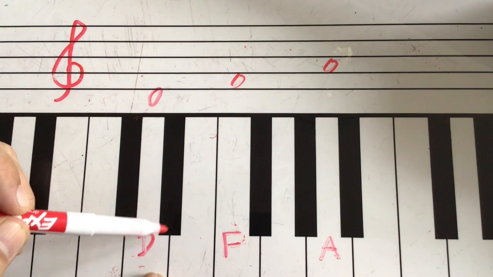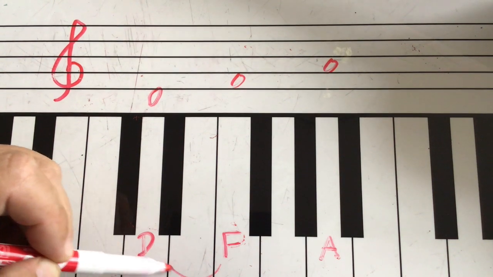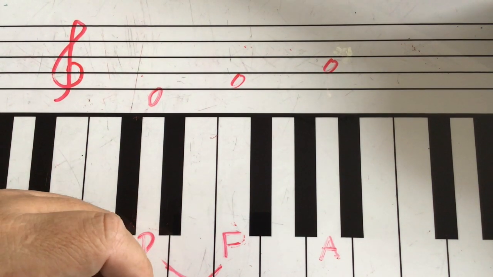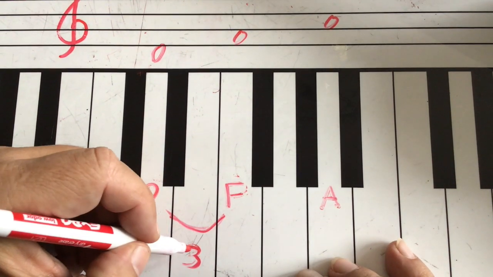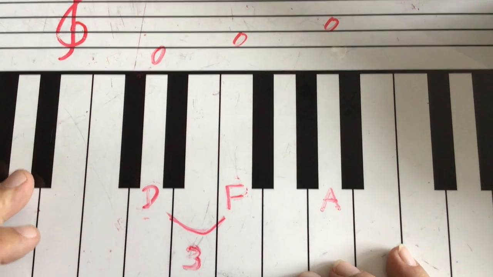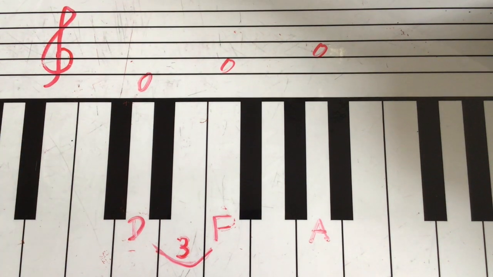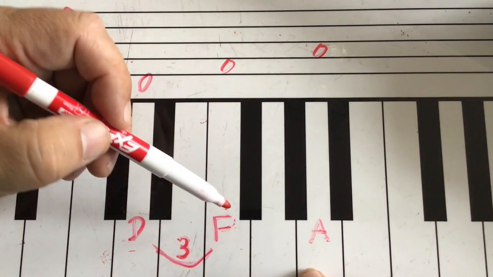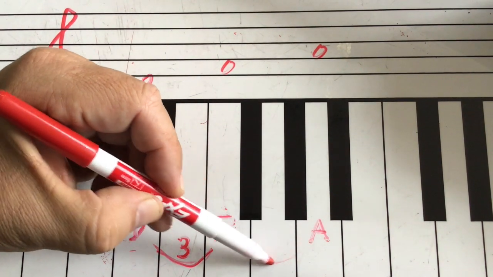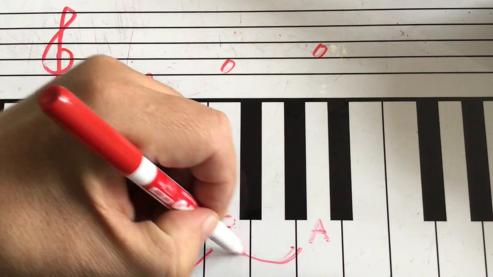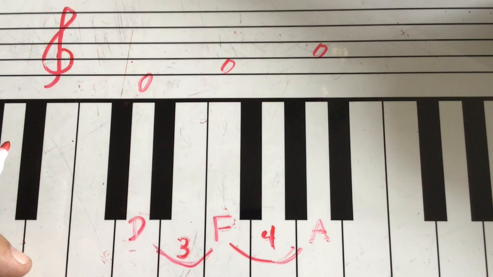So we start here and we go 1 key, 2 keys, 3 keys to arrive here. So from D to F is 3 half steps or keys. I'll write that above so you can see it a little easier. And from F to A, let's count here. You go 1, 2, 3, 4. So from F to A is 4 keys or frets or half steps.